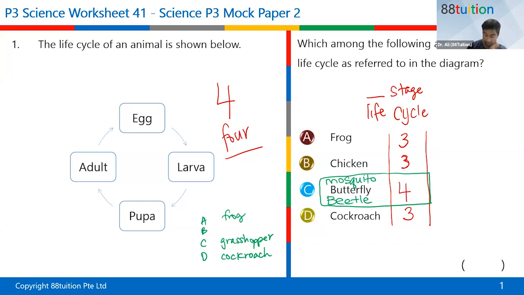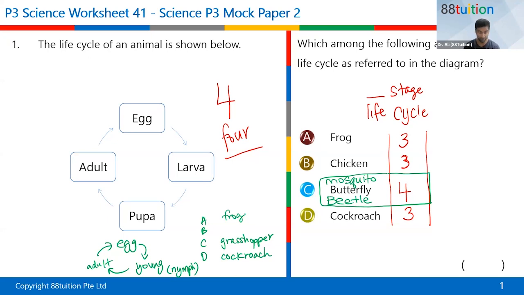So which one resembles the adult? Out of the options here, frog, grasshopper, cockroach. Remember, the 3 stages will have egg, young, and then we have adult. But there's this special feature, the young will be a nymph. The nymph will resemble the adult, right? Yes or no?